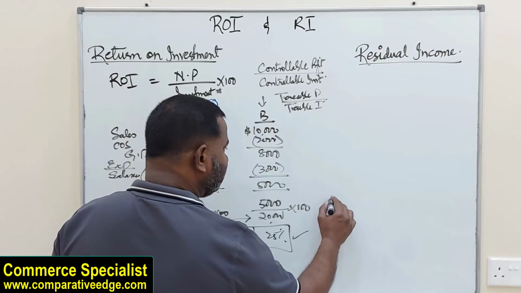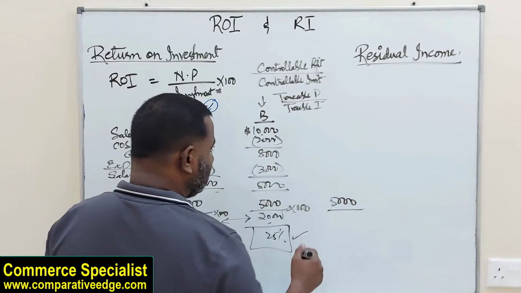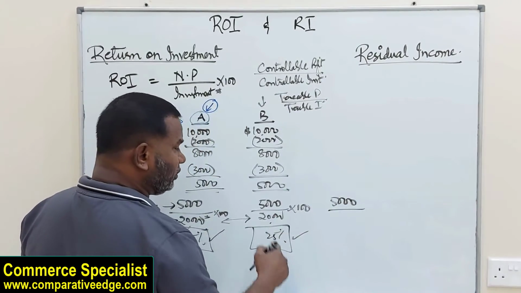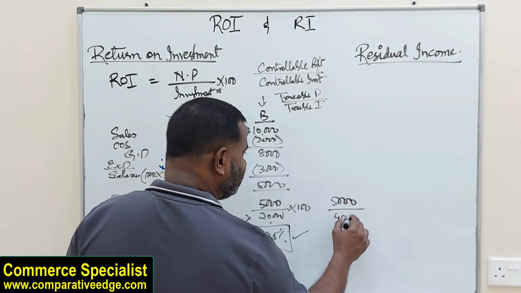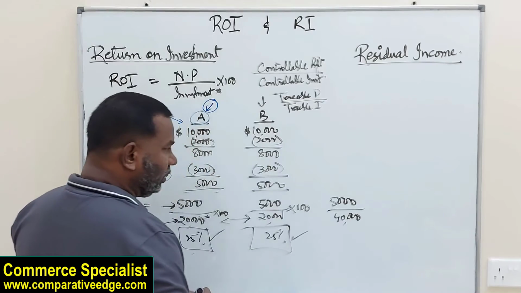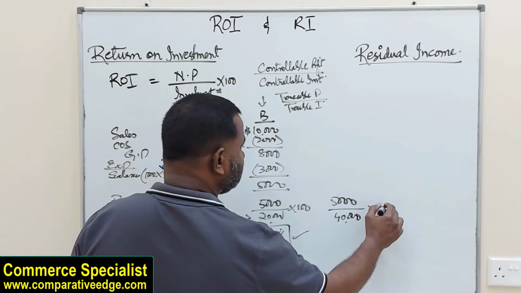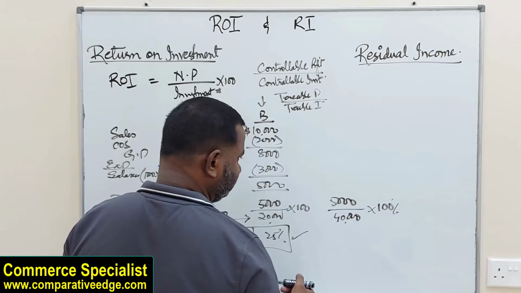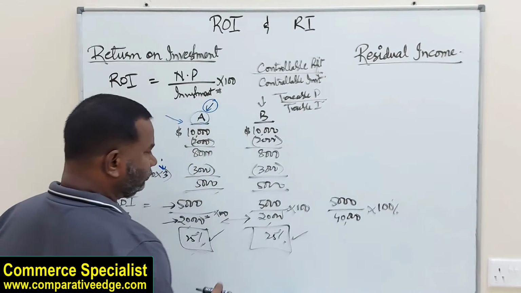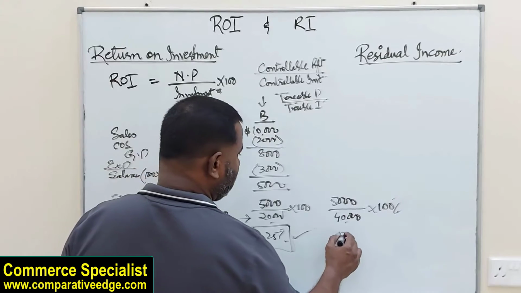Profit is the same. The new generator was for 20,000. So 20,000 was my old assets, total assets. Now it has become 40,000. Okay. So if you do it in 100%, how much does it come to? It comes to 12.5%.